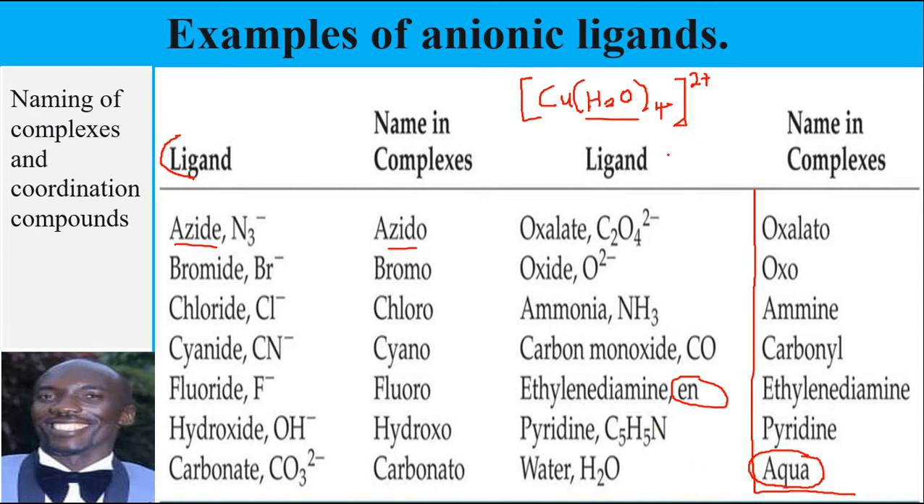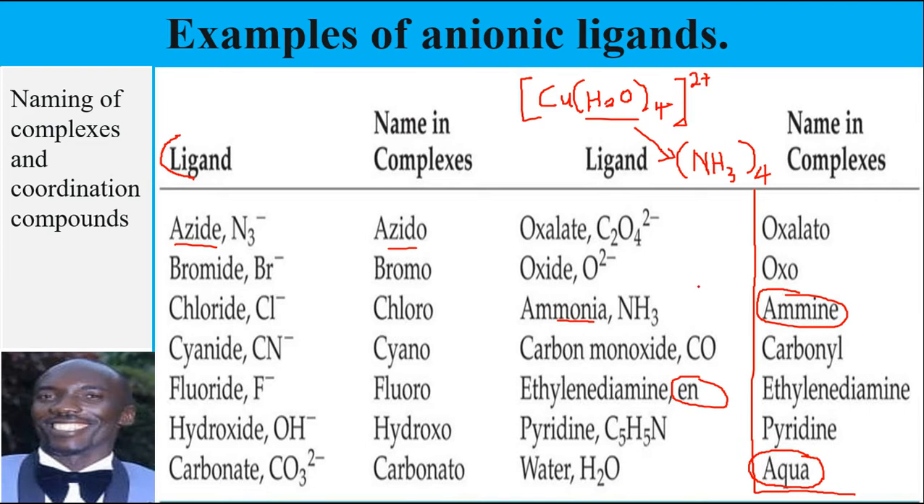If it was maybe instead here, if we had, let's say, in our brackets, ammonia, this is before being used in the complex. So if it was, let's say, ammonia, we would change the word ammonia, and we use the word amine. That is what we would do. So these are the examples of anionic ligands, the ones that are negatively charged.